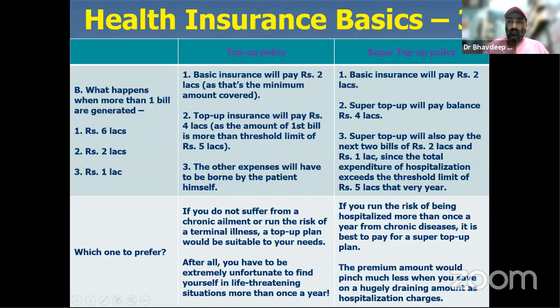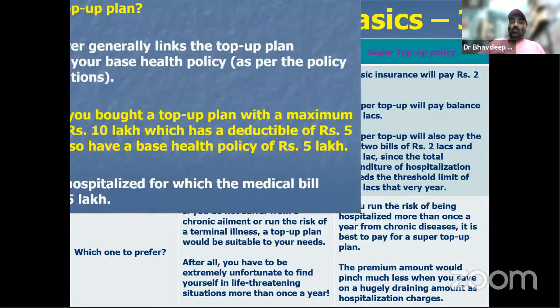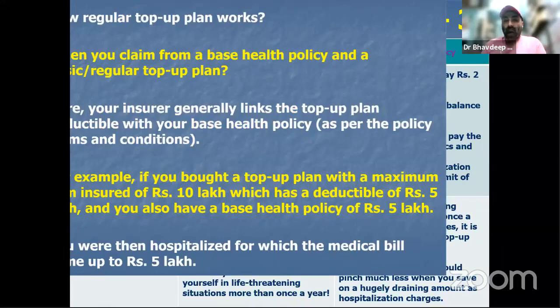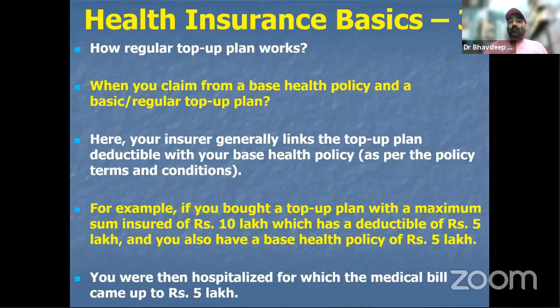So I hope a few things are clear in this. So how does the regular top-up plan work? When do you claim from a regular base policy or the basic top-up plan? They normally link the top-up plan deductible with your base health policy. And it is not mandatory that you take the top-up from the same company from which you bought your base policy or the regular policy. You can take a top-up from a different company also.